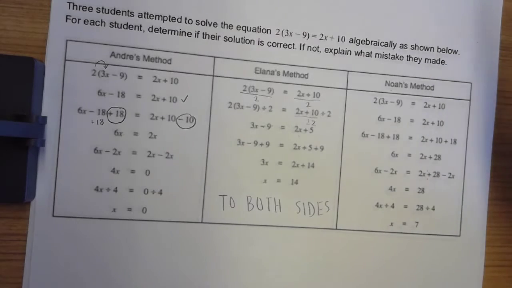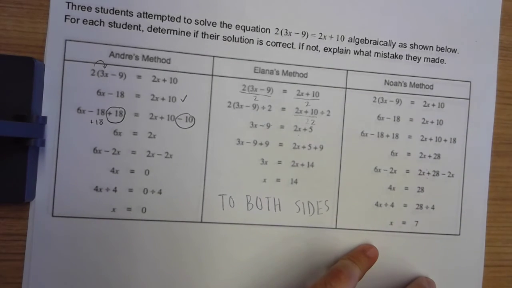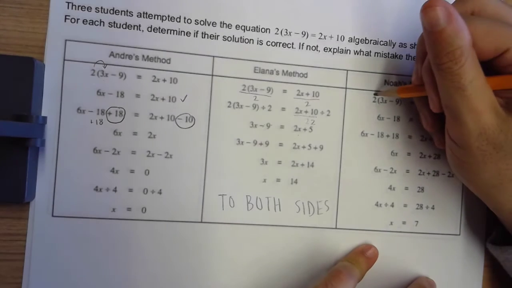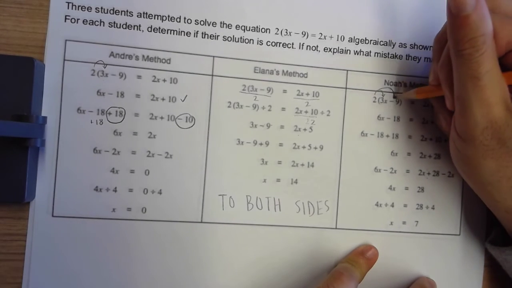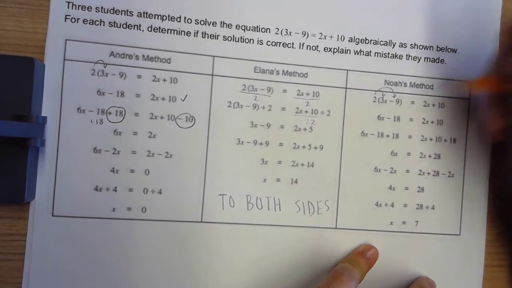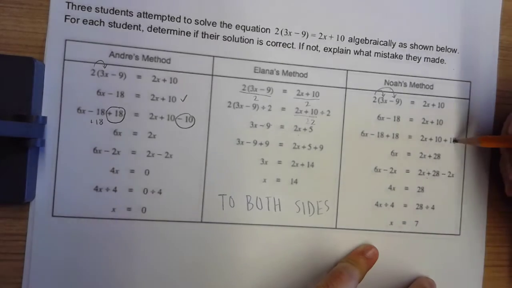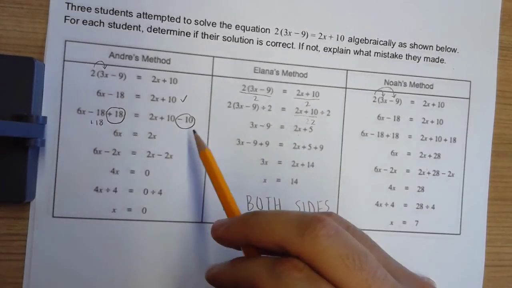Now, let's look at Noah, right? Only because Andre and Alana did not do it correctly doesn't mean that Noah is the one who's correct. So let's figure it out. Noah appears to be distributing this 2. 2 times 3x is 6x. 2 times negative 9 is equal to negative 18. So that looks like it's good to go. This remains the same. Adding 18 to both sides, which is what Andre failed to do.